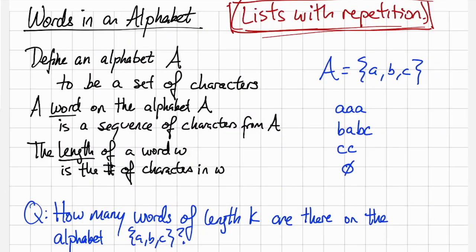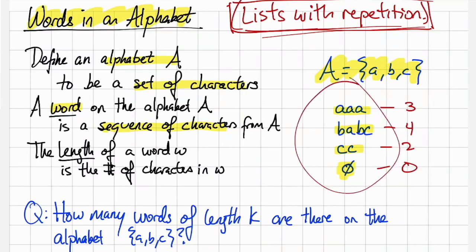Our first example is an example that will come up a lot, and that's the idea of words in an alphabet. Let's define an alphabet A to be a set of characters, maybe something like the set A, B, C. A word on this alphabet is a sequence of characters. So maybe we have AAA, maybe we have BABC, maybe we have CC. Or maybe we have the empty word with no characters. The length of a word is the number of characters. So the length of AAA is 3, the length of BABC is 4, the length of CC is 2, and the length of the empty word is 0.